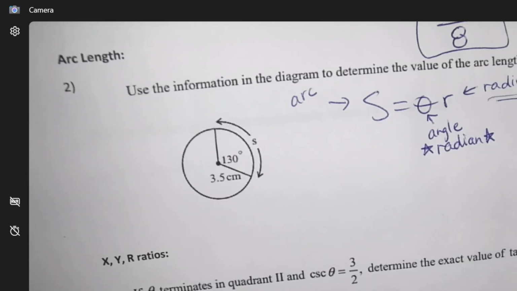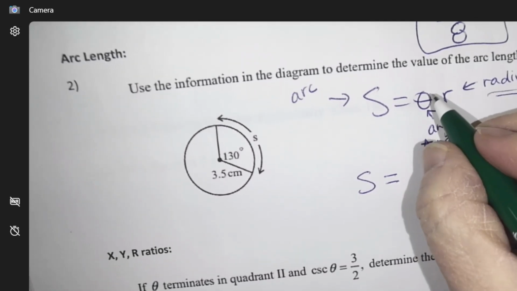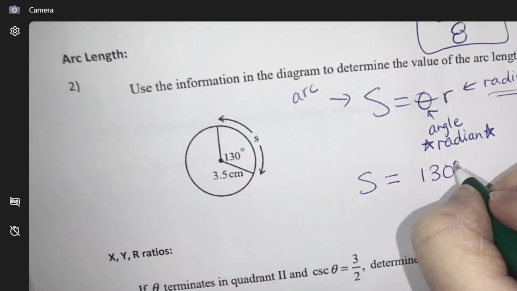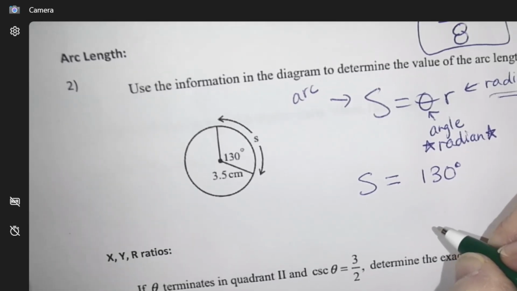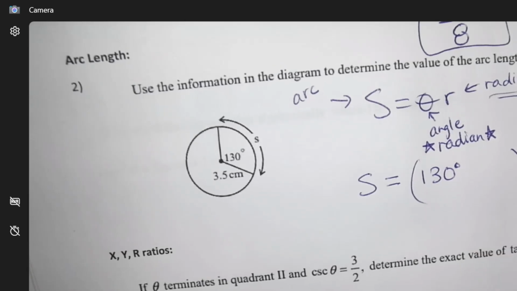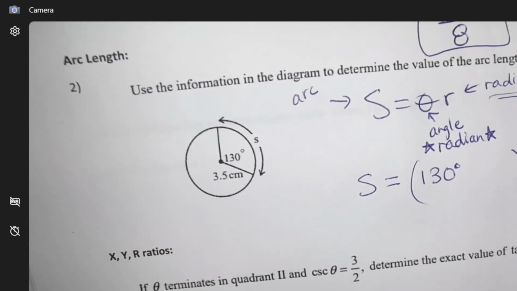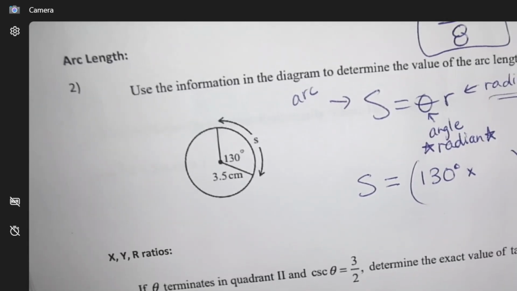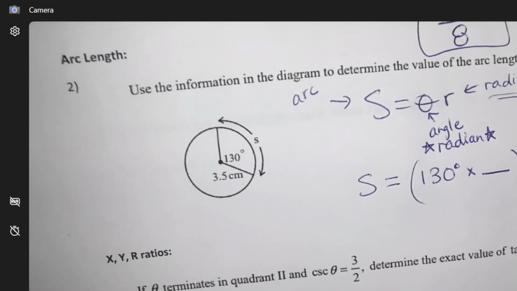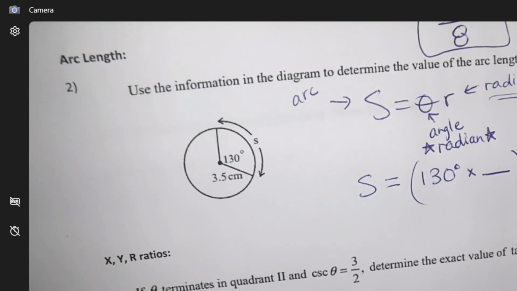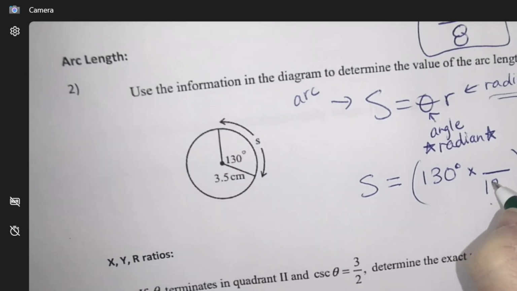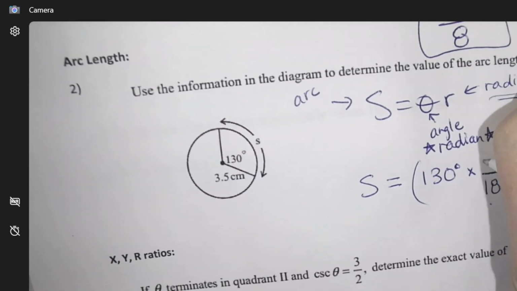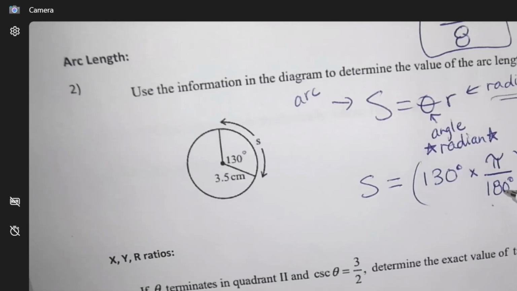Okay, so here we go. Arc length equals 130 degrees, which I don't want. I'm going to convert it. Do you remember how to convert? Times by, what's the conversion between the degrees and the radians that we always used? You divide by what you want to get rid of. So I would like to get rid of degrees, so I put the 180 as a divider. And that's the conversion, right?